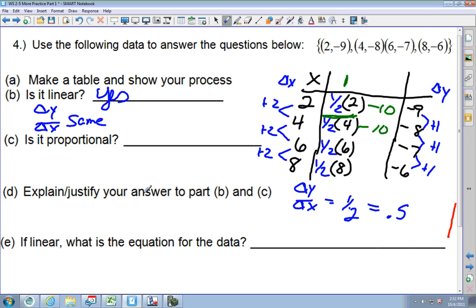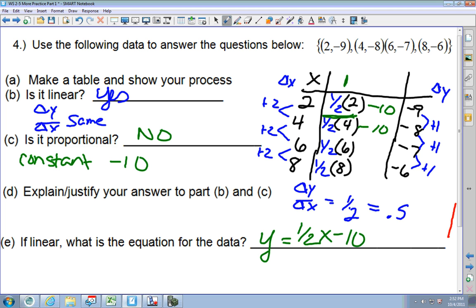So it is linear, so my equation is y equals 1/2 x minus 10. It is not proportional because the constant is negative 10. Or you could put it in the calculator and press graph and see that it does not go through 0, 0.